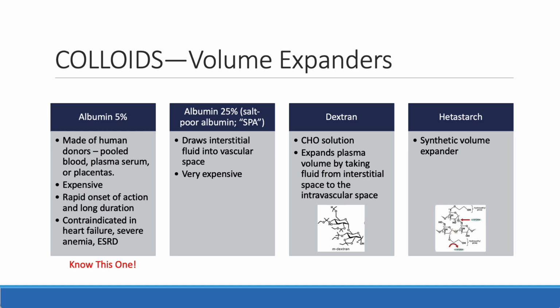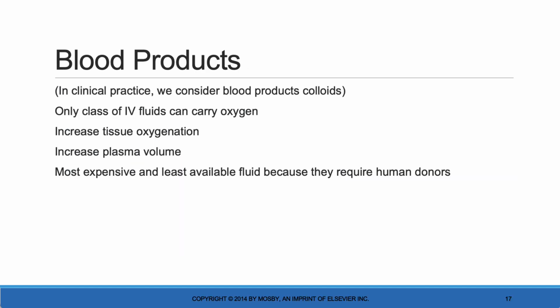So in this case, the colloid that we would use if they're severely anemic is probably blood. In clinical practice, we consider blood products to be colloids. It's the only, this is very important, it's the only class of IV fluids that carries oxygen. You already knew that because we talked about it last semester, and you were able to tell me that without me even teaching it. So we use blood when we want to increase oxygenation and increase plasma volume.